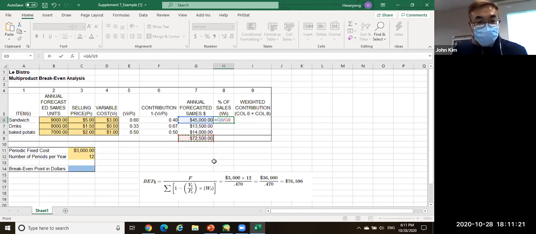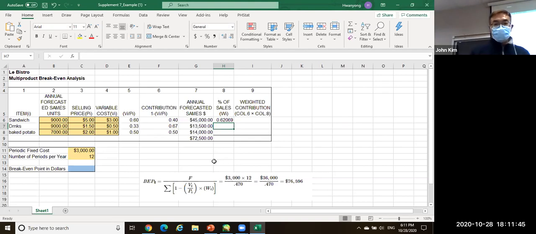Where is the function key here? Then it changed to $G$9. The dollar sign means that cell is absolute, so we use that cell again and again. And then copy down.